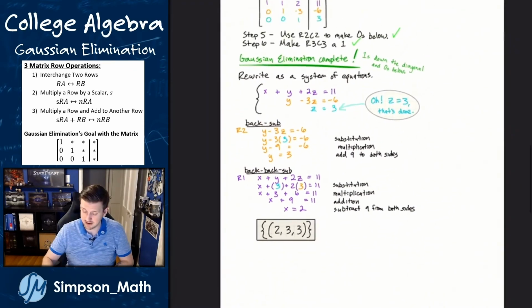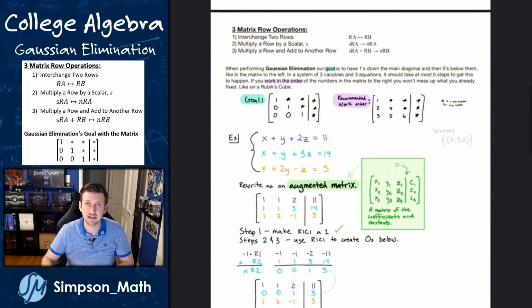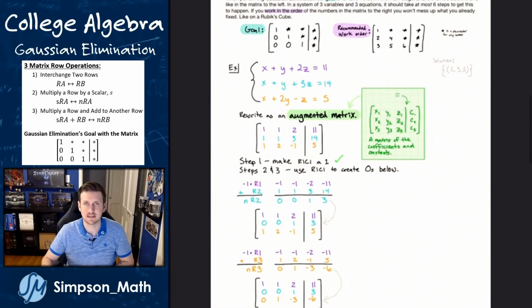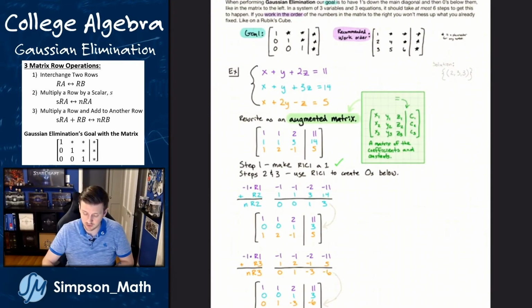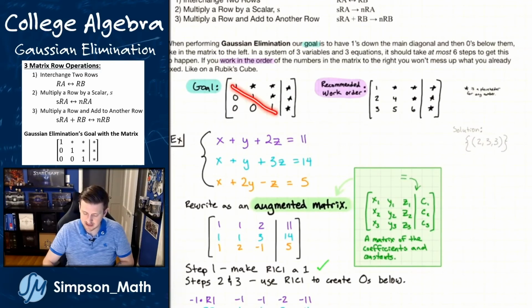All right, so there you have it. That's how we perform Gaussian elimination. All right, we're going to do another example to try to help us set it in stone. But remember our goal. We want 1's on the main diagonal, 0's beneath, and we work basically in that order. We get the 1, use that to make 0's beneath.